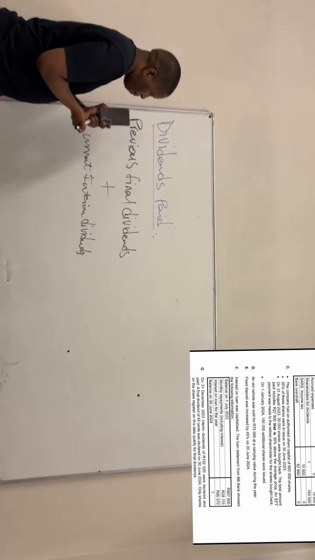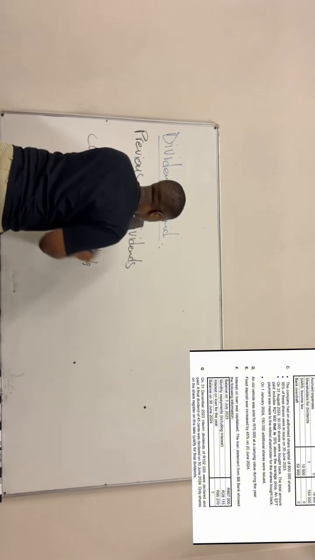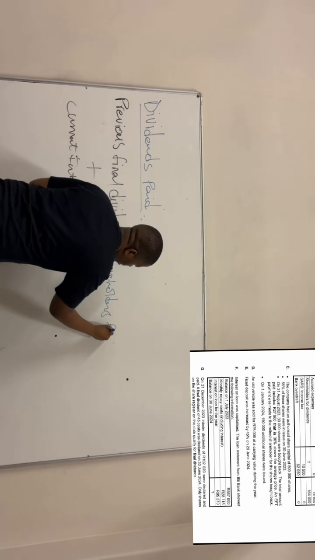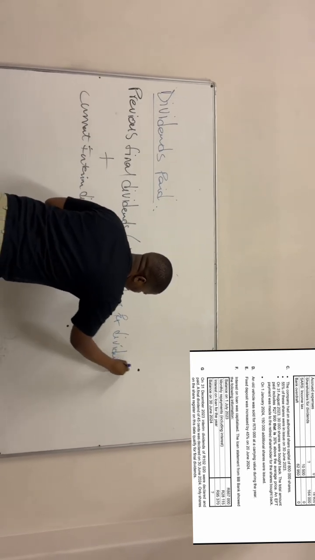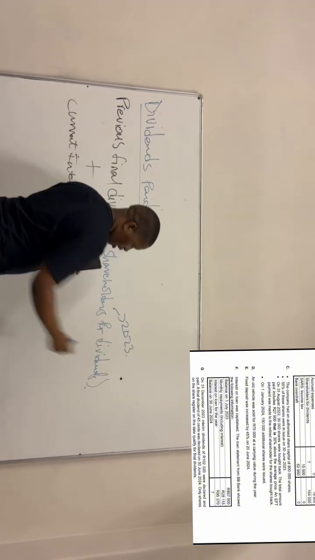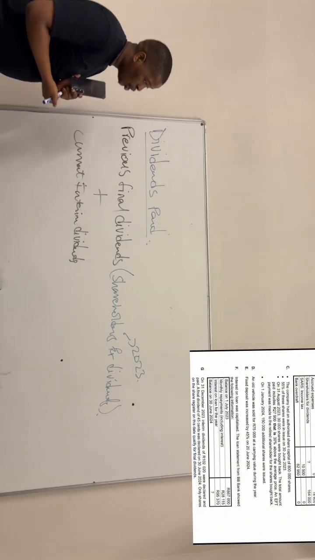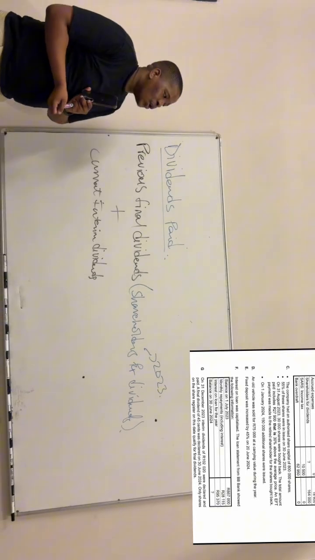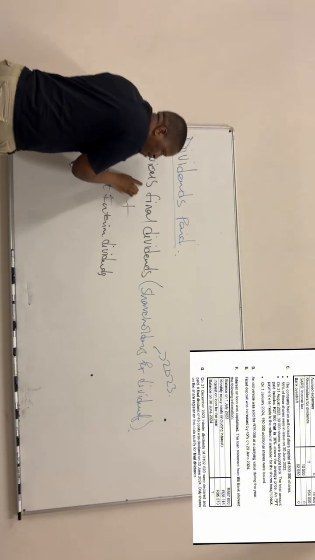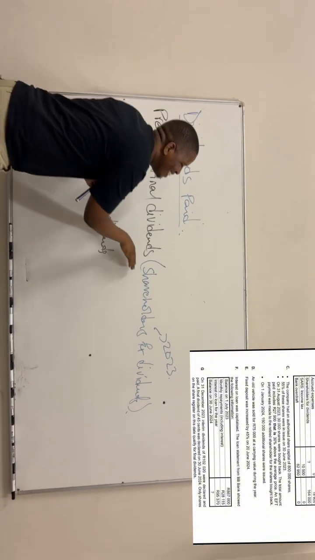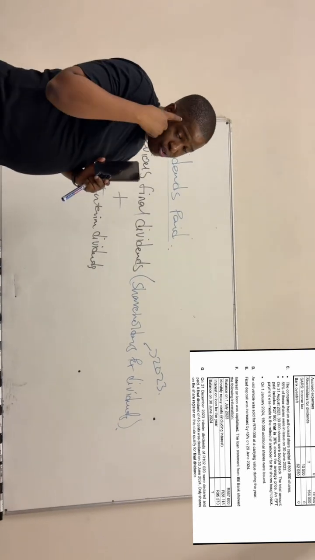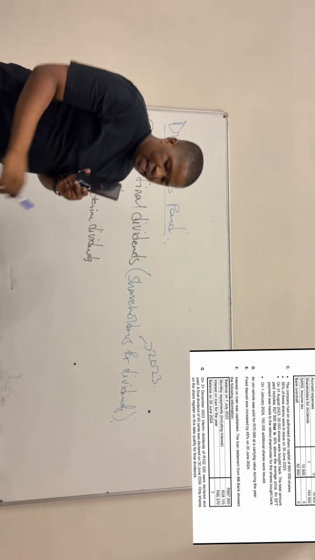Previous final dividends are also known as shareholders for dividends. For when? For 2023. We say the previous final dividends. On your question paper, they are not going to write previous final dividends; they're going to write shareholders for dividends. The reason why I say previous final dividends is for the purpose of your understanding. Simple as that. Now, let's calculate that.